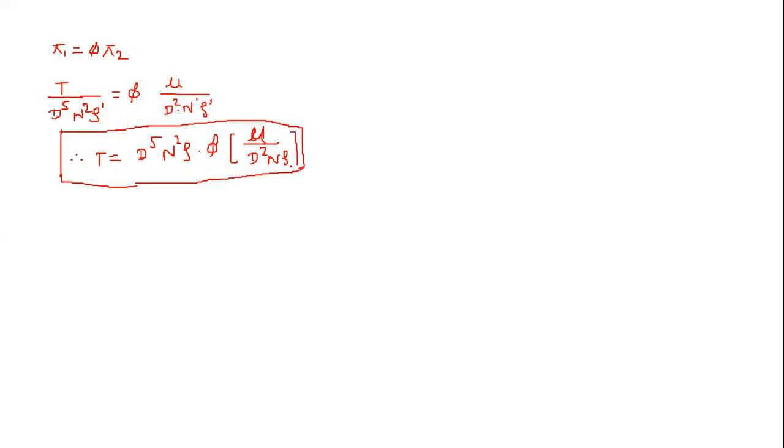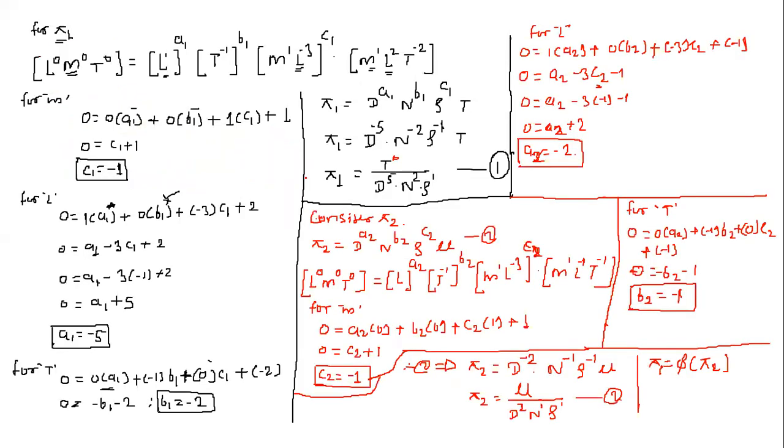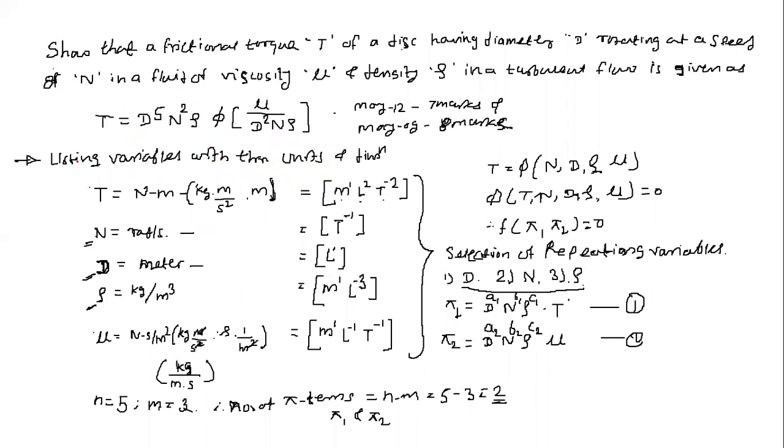Yes, sir, we have proved the functional relationship which was asked to prove here with the help of the Buckingham pi theorem. For that purpose, we first listed all the variables, then their units, then their dimensions. Here the number of variables was 5, so n is equal to 5.